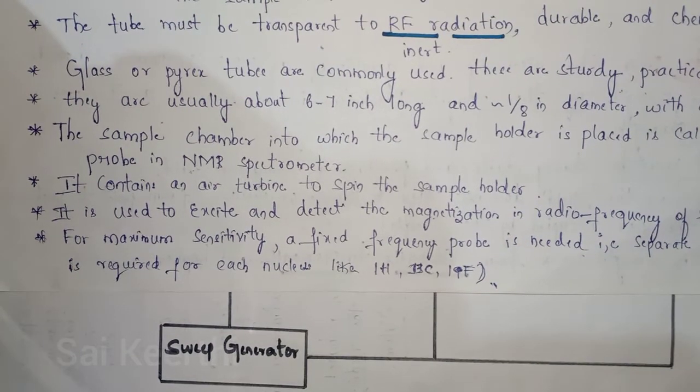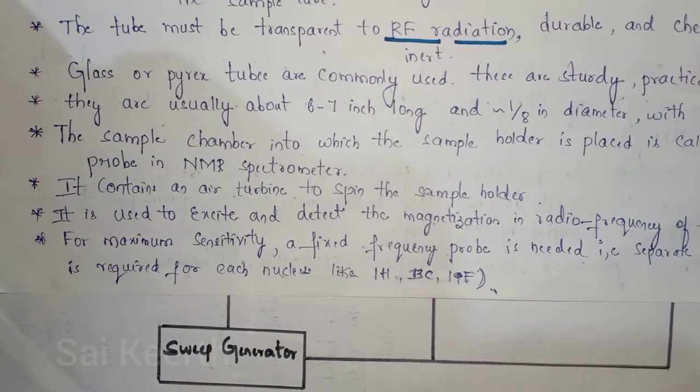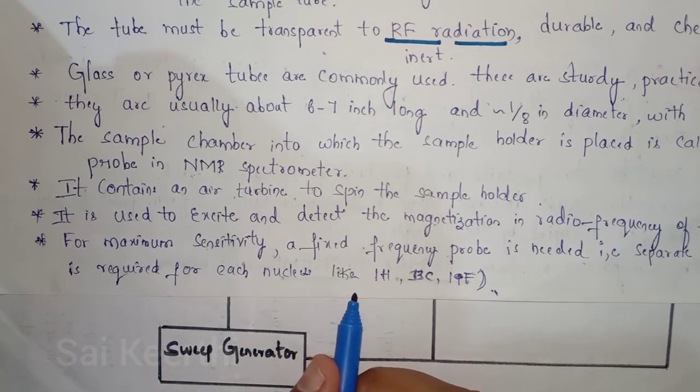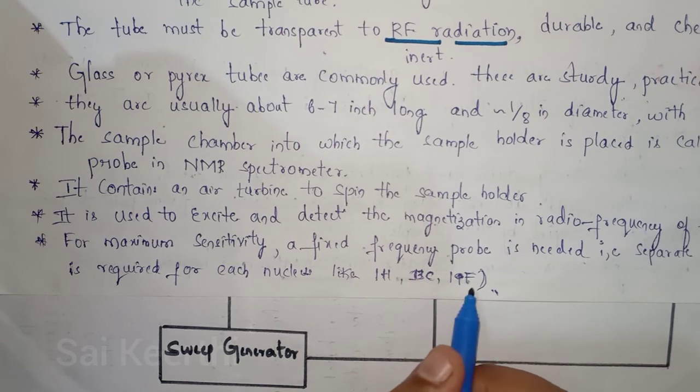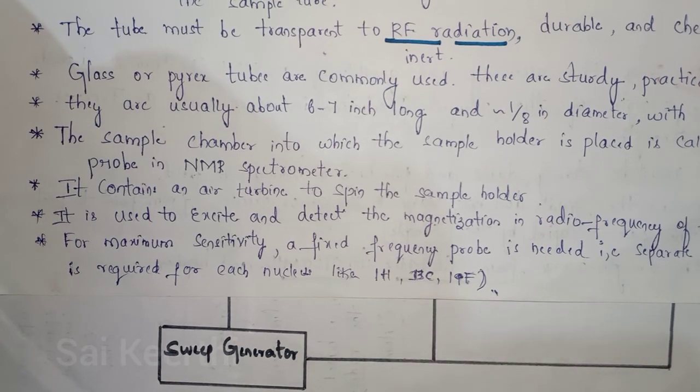For maximum sensitivity, a fixed frequency probe is used. That is, a separate probe is required for each nucleus, like 1H, 13C and 19F. For a different nucleus, a different probe is needed for maximum sensitivity. This is about the sample holder and the probe. This is the special chamber in which the sample holder is placed. It is called the probe.